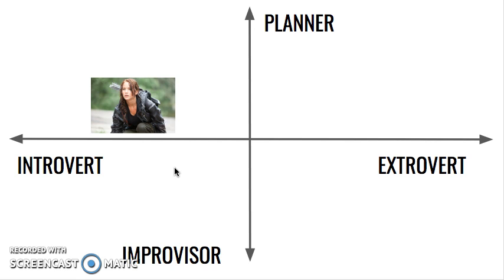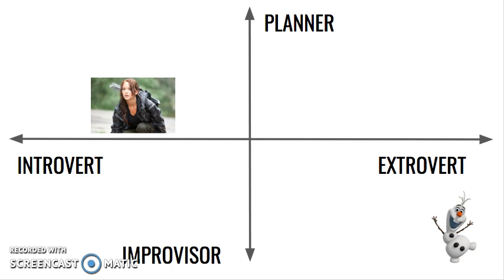Now, Olaf's a little different story. I put Olaf all the way over here in the corner. He's down on the planner improviser. He's more of a wing it kind of guy, go with the flow. And he's also extremely extroverted, has a great outgoing personality, always wants to be involved with everybody. So he's all the way over here on that spectrum. So that's why I plotted Olaf over here.